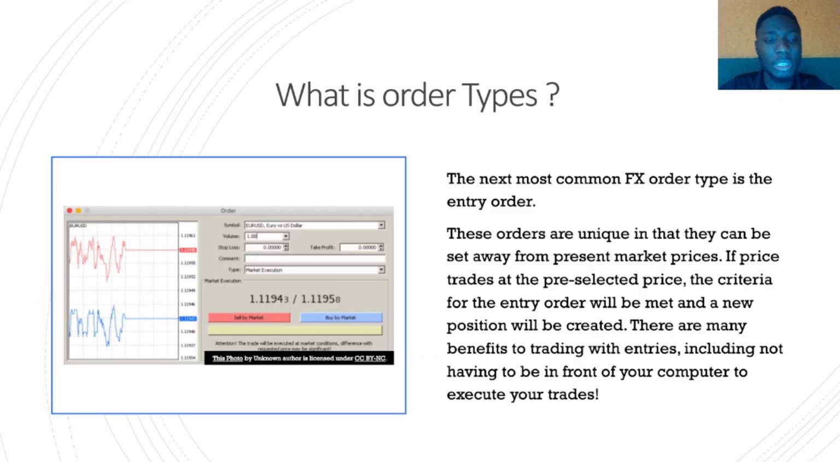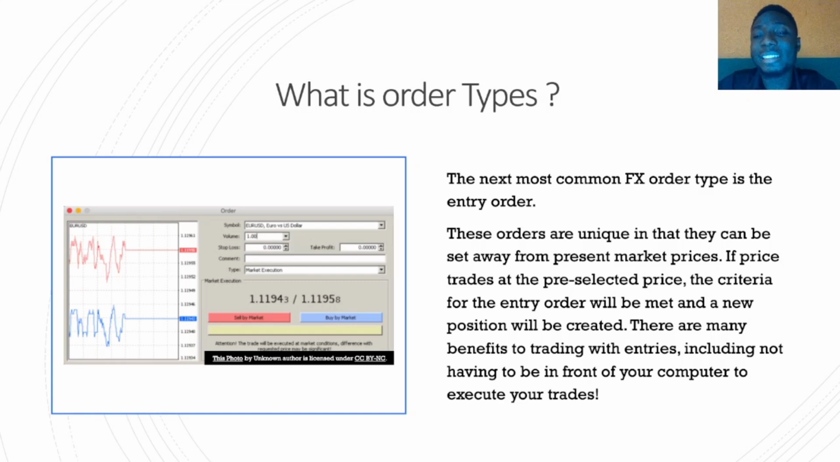So what are the other types? Like I spoke about, we have different other types. We have the buy limit and sell limit. After we spoke about instant execution, even setting your stops and setting your targets are also order types, because they help you place the trade easily.